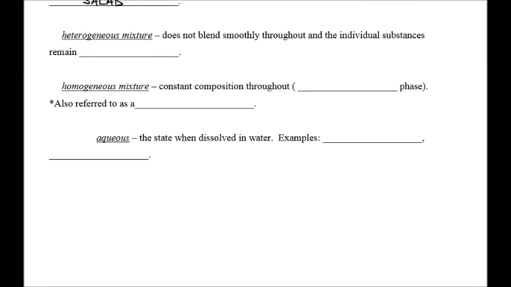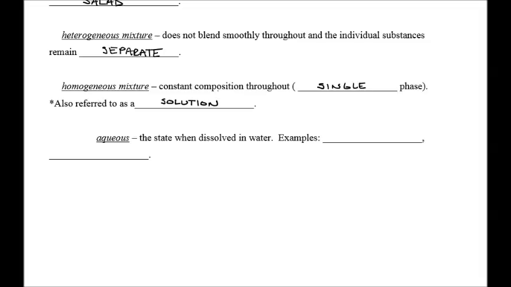A mixture can be heterogeneous. In other words, it does not blend smoothly throughout, and the individual substances remain separate. A homogeneous mixture has a constant composition. In other words, it has a single phase. It is also referred to as a solution. We have to know a homogeneous mixture is a solution.